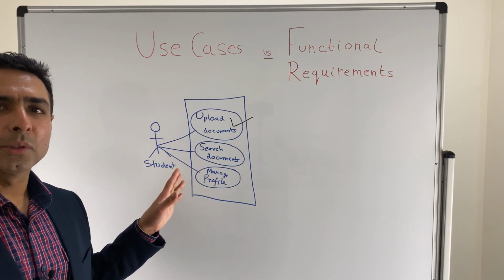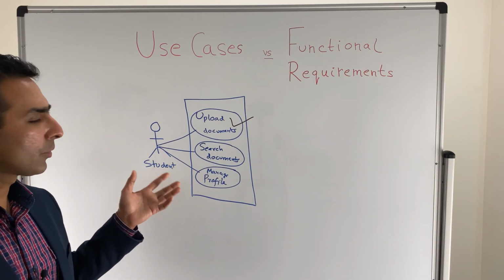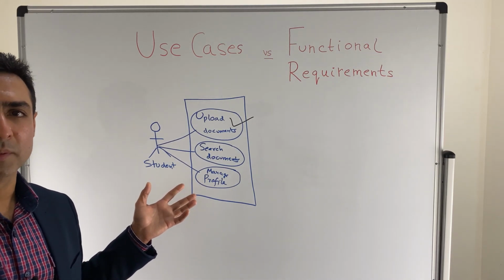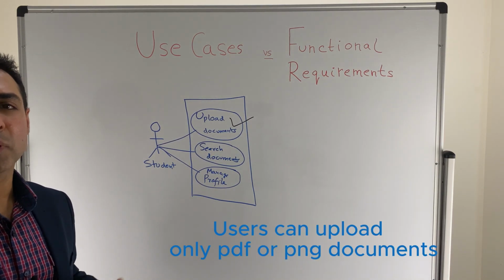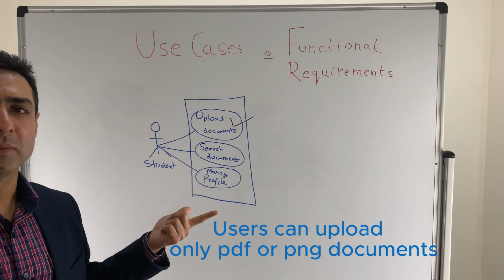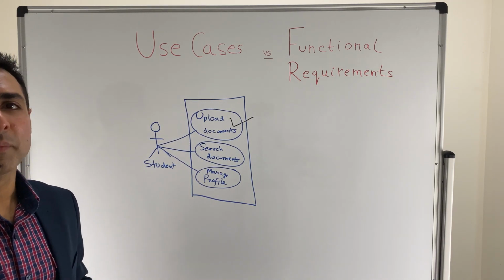So your next question to your stakeholder would be something like, what formats can the user upload the documents in? Let's say your stakeholder's response to that question was PDF and PNG. This is how your functional requirement would be written.